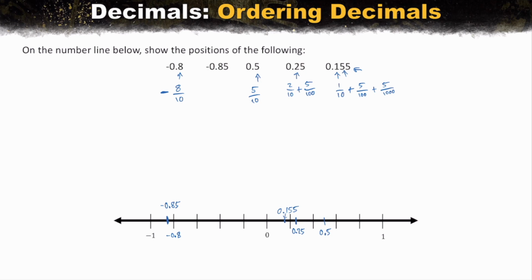But I guess the key point of this is to really understand that if you get your head around place value and can think of decimals in terms of place value, it's much easier to be able to then order decimals from smallest to largest and understand where decimals fit on a number line.